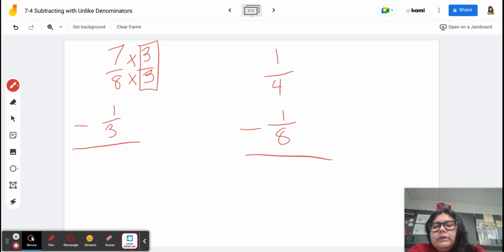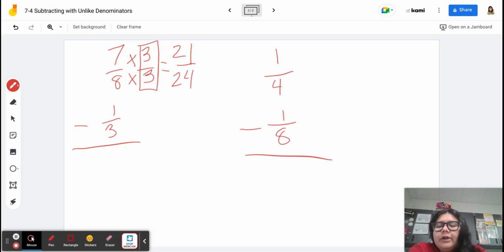Okay, so 7 times 3 is 21. And then for my denominator, 8 times 3 is 24. Now for my other fraction, let me take a step back. 7/8 is then equivalent to 21/24. Again, all I did was multiply by a different version of 1, which is 3/3.